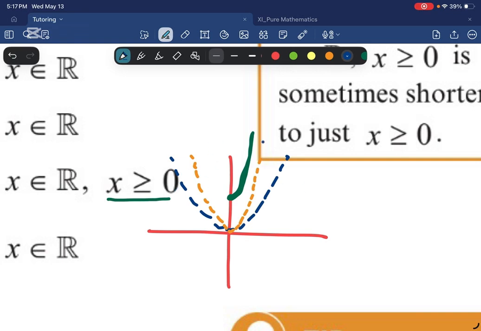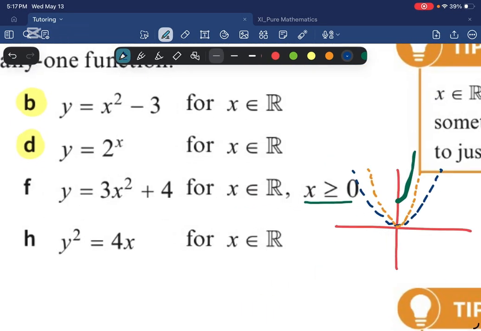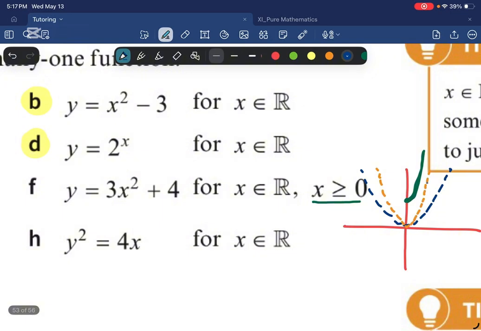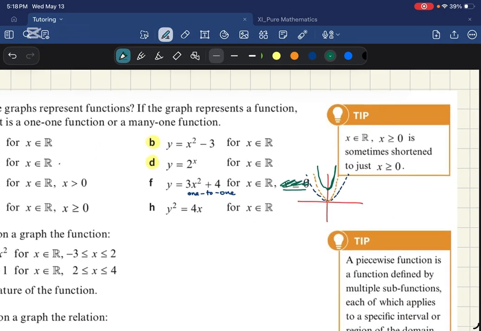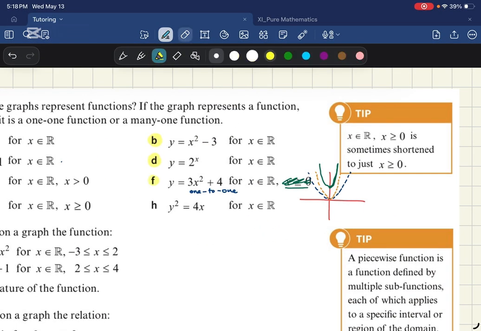And does it pass the horizontal line test? Also yes. Because every horizontal line is only going to intersect this curve once, right? So f is also a one-to-one function because of the restriction. Now, if there was no restriction, if you were considering both branches, left-hand side and right-hand side, if this restriction was not there, then it would have been a many-to-one function. All right.